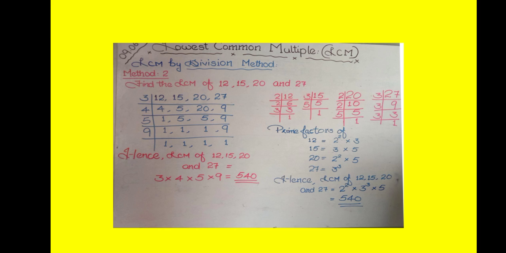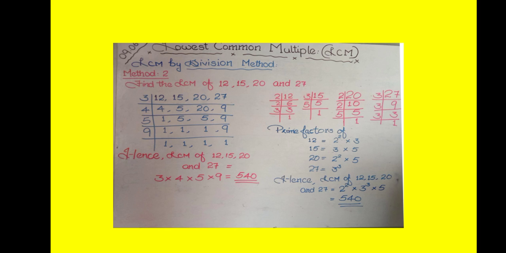We shall take one more example using the next method, that is the division method: LCM of 12, 15, 20 and 27. First we shall do the division method. You can go through this example. Divide by 3, the least prime number, since 3 is common in most of the numbers. 12 is divisible by 3, 15 is divisible by 3, same way 27, other than 20. So leave out 20 and then continue.